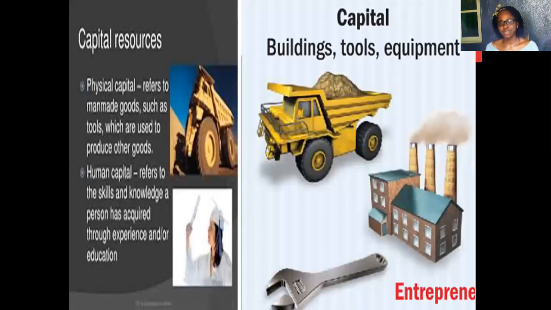Look at capital resources. We have physical capital, which refers to man-made goods such as tools, which are used to produce other goods. We also have human capital, which refers to the skills and knowledge of a person as acquired through experience and education. We also have buildings, tools, equipment, which is what? Capital. So we move ahead.